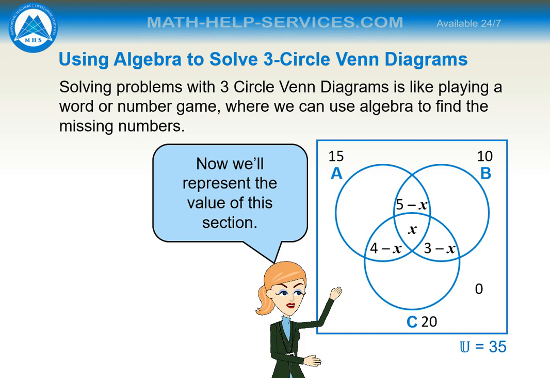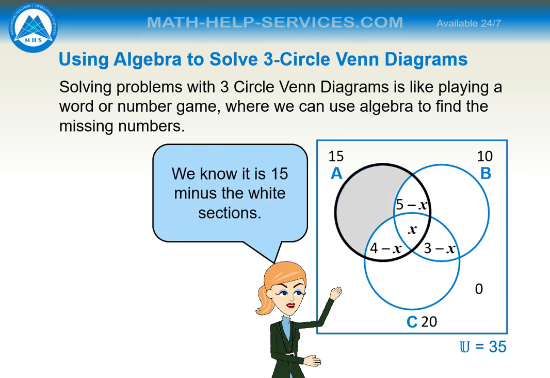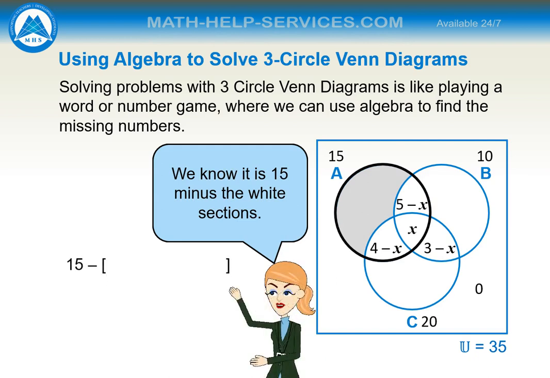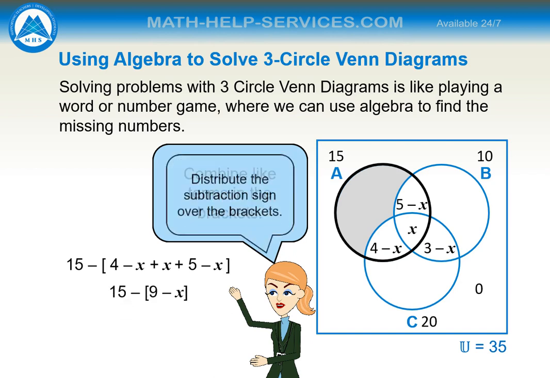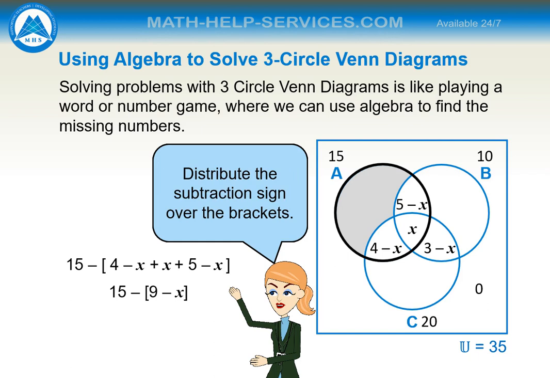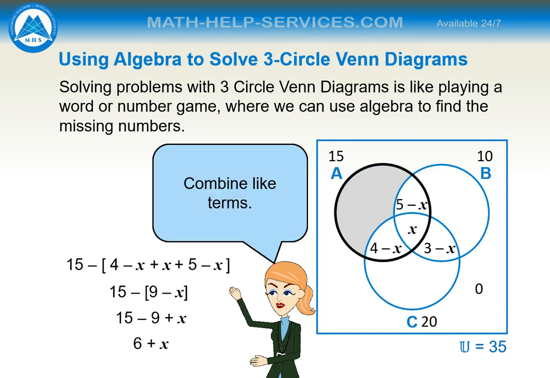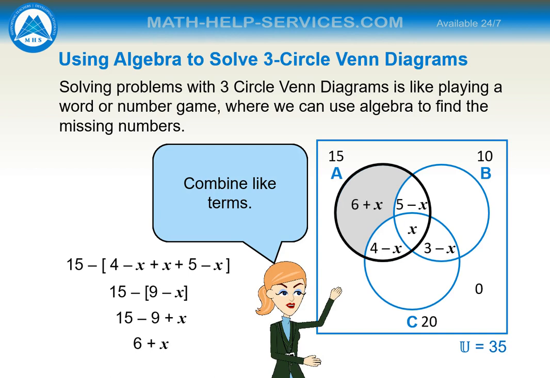Now we'll represent the value of this section, right here. We know it is 15 minus the white sections. That would be 4 minus x plus 5 minus x. Combine the like terms in the brackets. Now distribute the subtraction sign over the brackets. Now combine like terms. And we have 6 plus x right here.